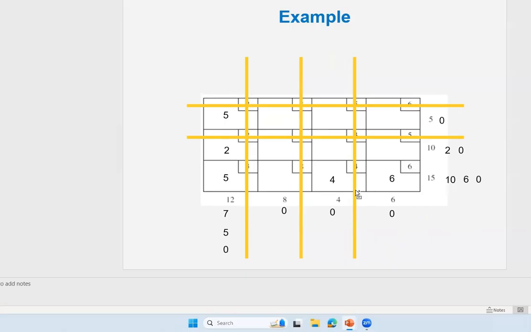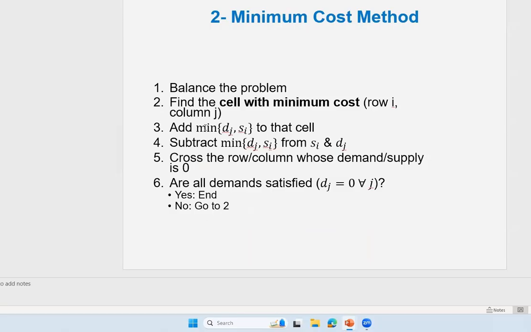Problem solved. So here you're seeing iterations. Every time I see that there are still more cells left, I go back and follow these steps. Find the minimum cell, find the minimum values in the respective column and row, add it to the cell, subtract it from the demand and supply, then cross that row or column that has 0, then ask yourself, are all demands satisfied? No, go back. So that's one iteration.